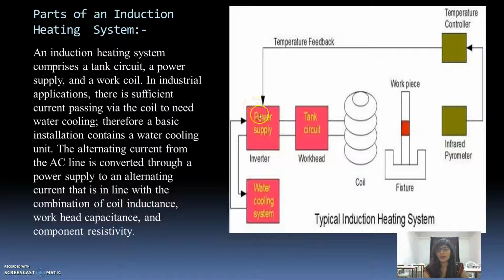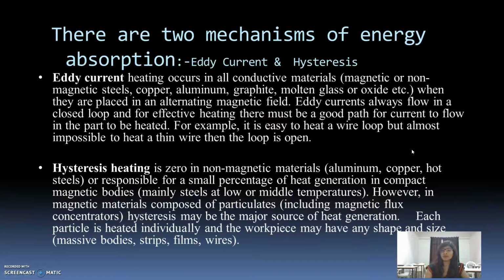The power supply gives supply to the water cooling system, then to the tank circuit, and the power supply gives AC current to this coil, and the coil generates eddy currents to form extra temperature to heat the workpiece. Now, there are two mechanisms of energy absorption: the eddy current mechanism and the hysteresis mechanism.